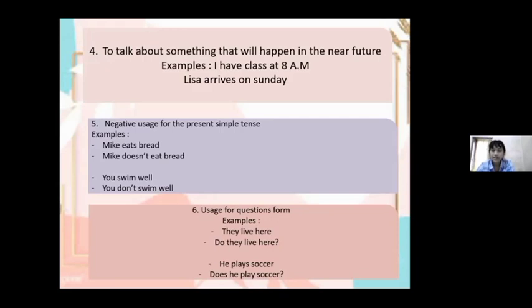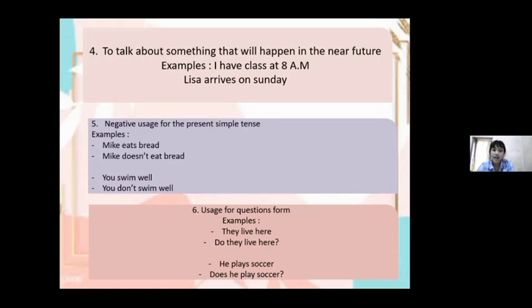The sixth function is usage for question form. The first example, pada contoh pertama, yaitu do they live here? Kita menggunakan do untuk bertanya karena subjeknya they. Begitupun dengan subjek I, you, dan we. Pada contoh kedua, kita menggunakan does karena subjeknya he. Begitu juga dengan subjek she dan it.